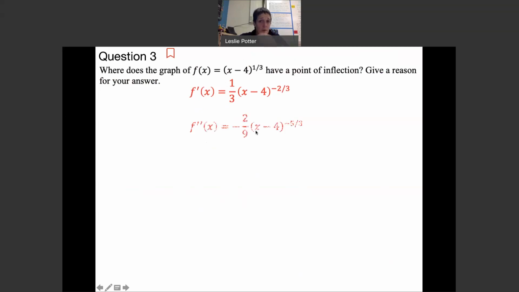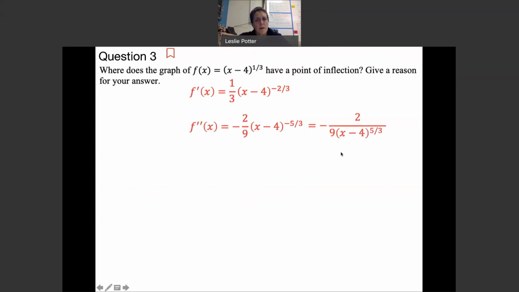And then for the second derivative, we're going to bring this fractional power down and multiply it by the coefficient. So we get -2/9. And we're going to subtract 1, which is like subtracting 3/3 again. So our new power is -5/3. And we know that anything to a negative power really should be relocated in this rational setup. So we know that this is in the bottom, so I'm going to rewrite it to stick it in the bottom.